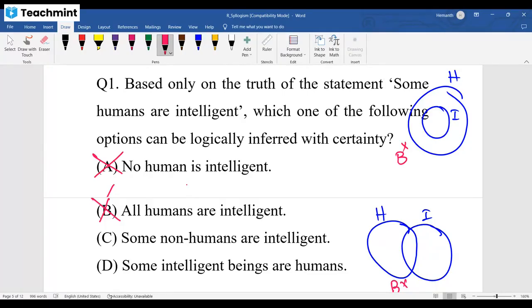Here, who are intelligent in the above diagram? Humans only. Non-humans are not intelligent here. So this conclusion is wrong here. You may say, sir, this portion is not human, so some non-humans are intelligent. You may argue it is correct in this diagram. But it failed here. This intelligent is inside humans. Only humans are intelligent there. In the above diagram, only humans are intelligent. But this is saying wrong, from a diagram point of view.